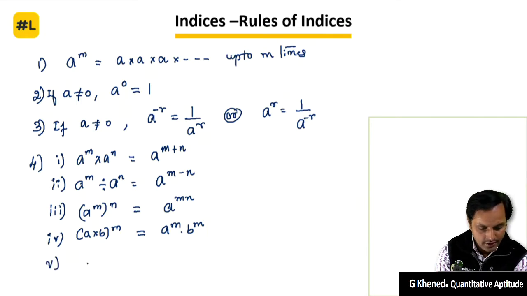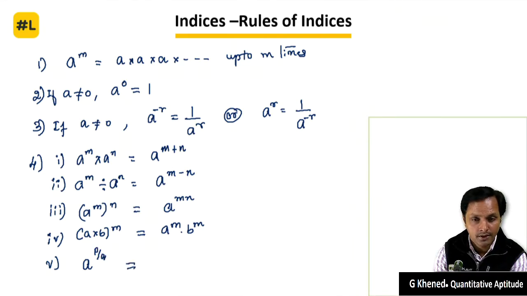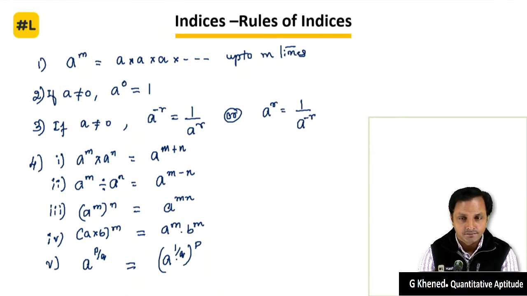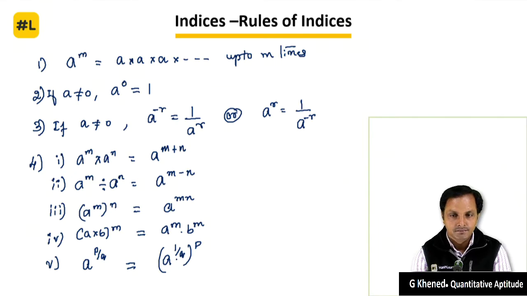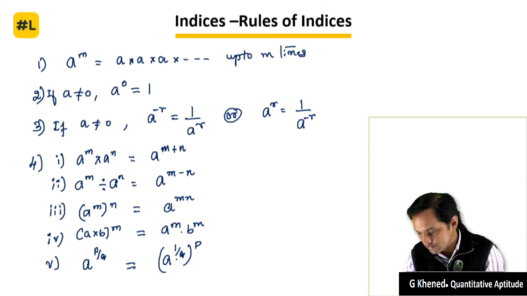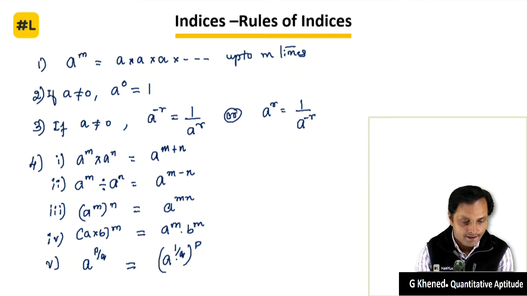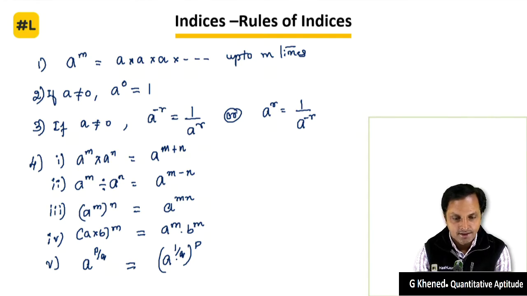And the fifth result, if you have a to the power p by q, you can write this as a to the power 1 by q whole power p. Okay, these were the simple results which you should remember while solving the problems on indices.